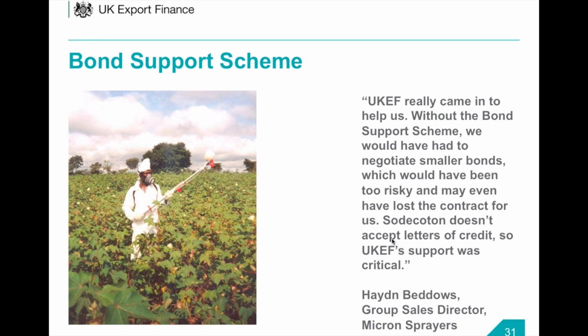Micron Sprayers came to us. Micron Sprayers has been selling its specialised agricultural equipment since 1956. It exports to more than 100 countries worldwide, with 90% of its sales coming from overseas. In 2013, it won a £1.2 million contract to supply a French cotton producer with sprayers for its small-scale cotton farmers in Cameroon. They've negotiated a 40% advance payment to fund the purchase of components, but it needed its bank to issue an advance payment guarantee.